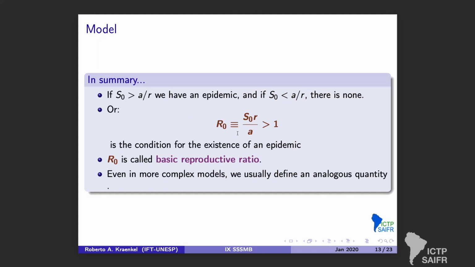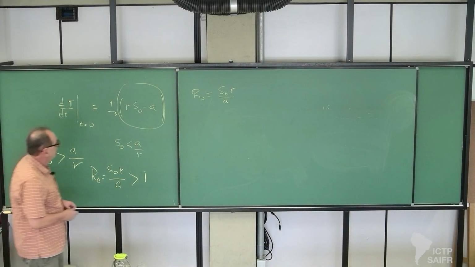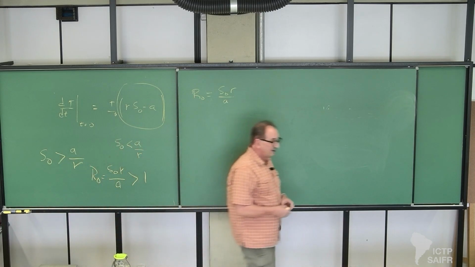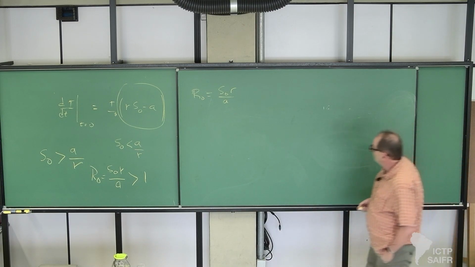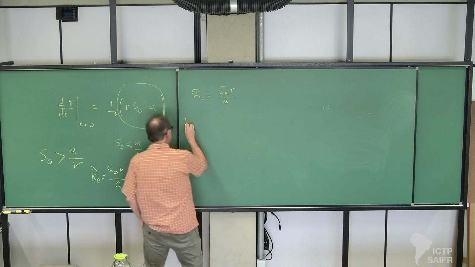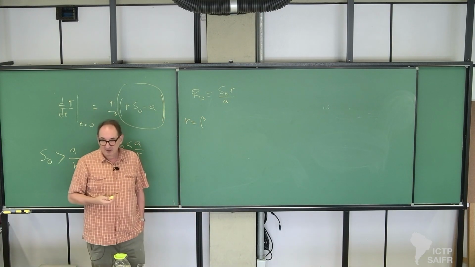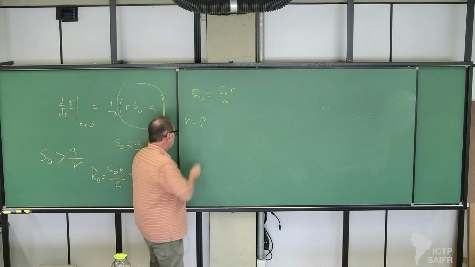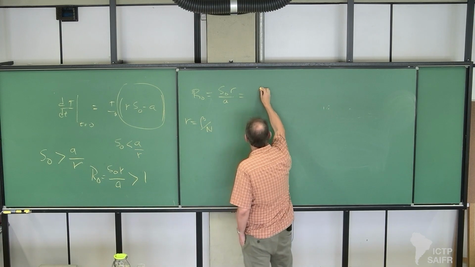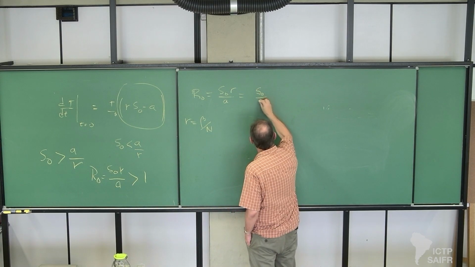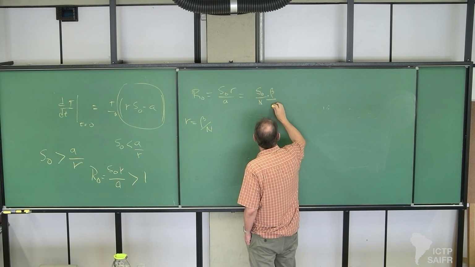Okay. So we have this, and the condition is R0 bigger than 1 in order to have an epidemic. You can rewrite this as the following. Remember that R is beta, which is independent of the size of the population, divided by N. So I plug into this, and then you will have S0 over N times beta divided by A.